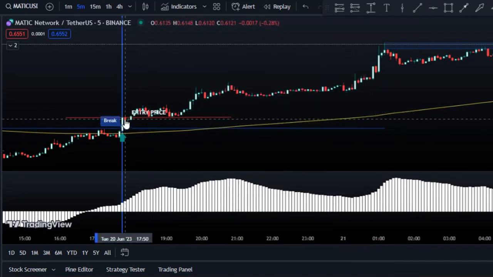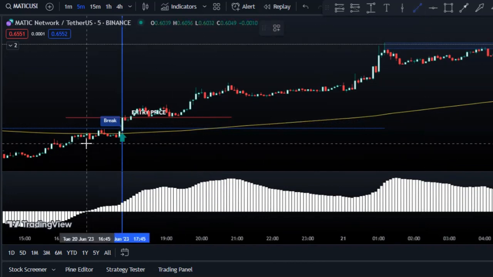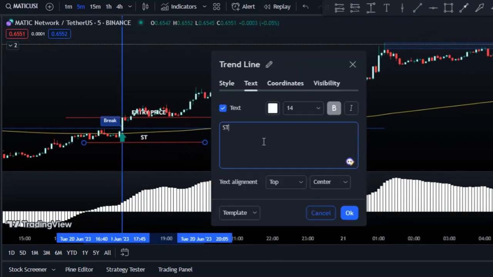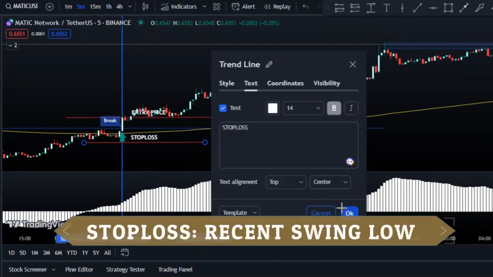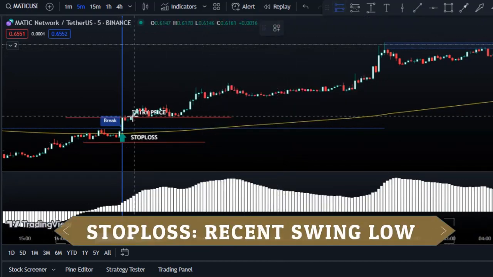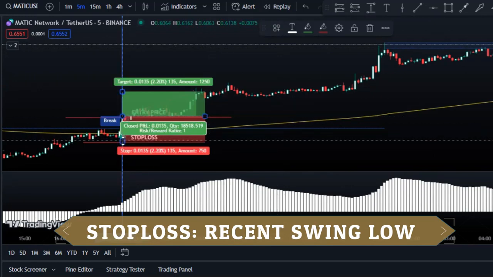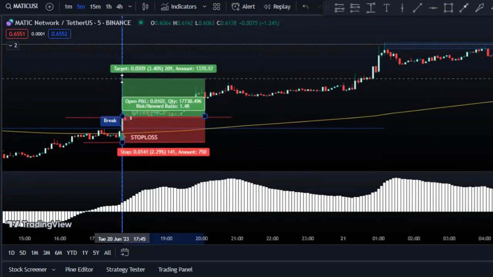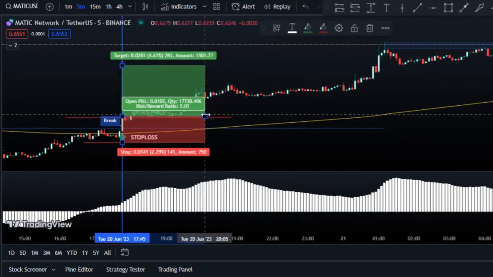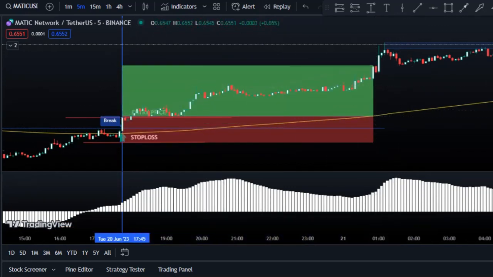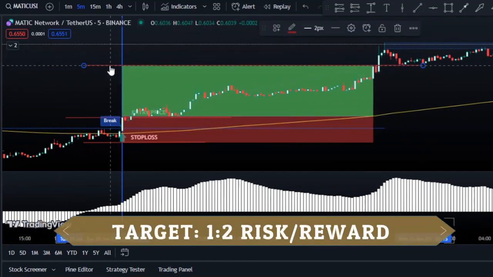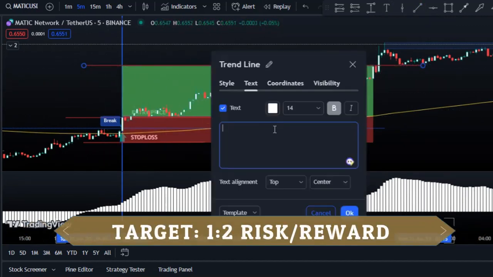And to manage your capital, first set a stop loss for your trade. For this strategy, I will recommend a recent swing low as your stop loss level. And in the next step of capital management, you should aim for at least a 1 to 2 risk-reward ratio to exit the trade so that your overall trades remain profitable over time.